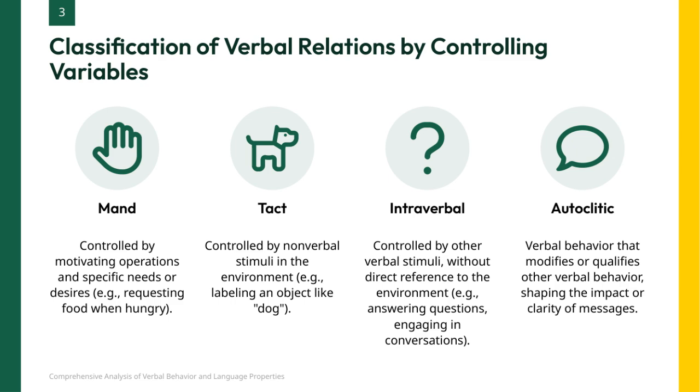calling a dog dog. Then there's the intraverbal, which involves verbal behavior controlled by other verbal stimuli, without making direct reference to what's around you. This comes into play when you answer questions or keep a conversation going. Lastly, we have the autoclitic, a type of verbal behavior that modifies or clarifies other verbal behavior, shaping how our messages are understood or emphasizing certain points. These categories help us understand the different ways language functions depending on what influences it.